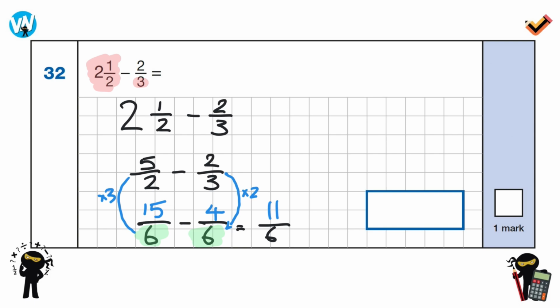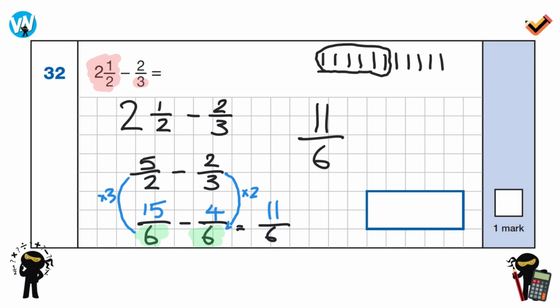11 over 6. So I'm just going to bring that up here so you can see it. 11 over 6. So again, we've got 11 sixths. So we've got 1, 2, 3, 4, 5, 6, 7, 8, 9, 10, 11. How many lots of 6 are in 11? Well, there are 1, 2, 3, 4, 5, 6. So we've got 1 lot, and then there are 5 remaining.